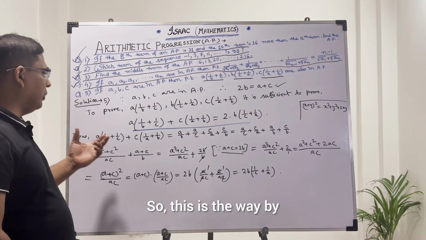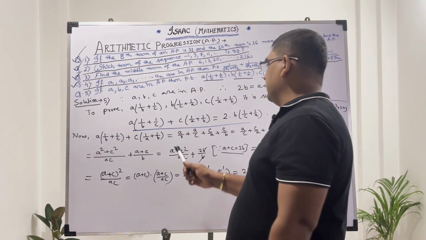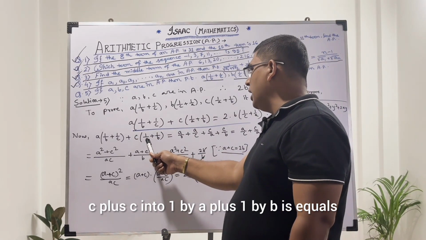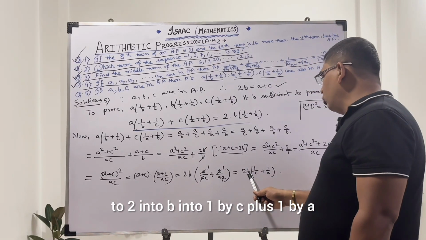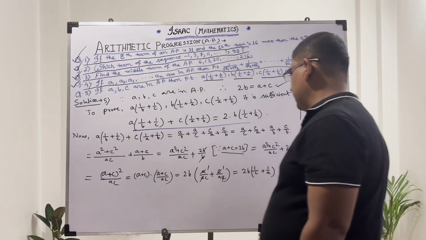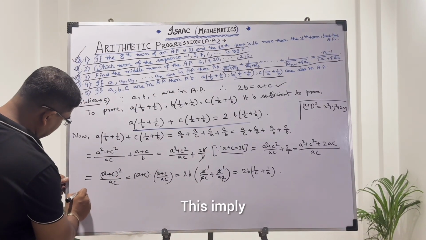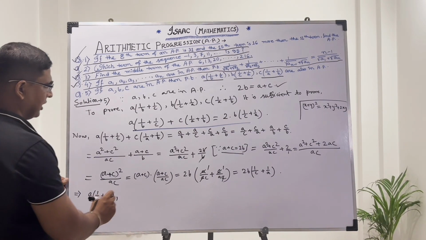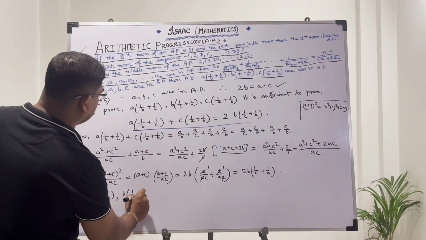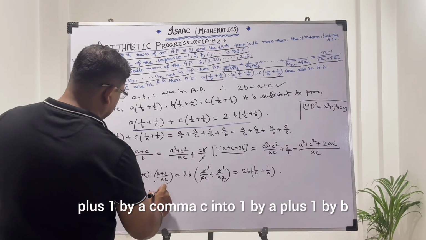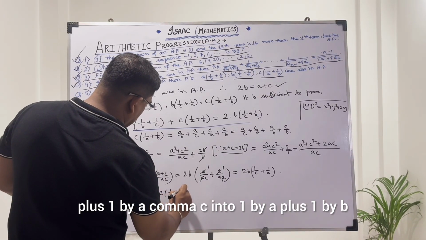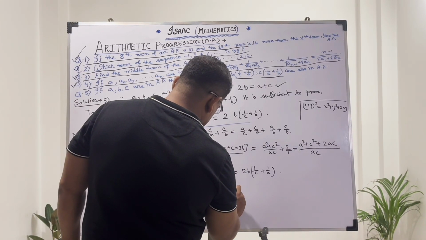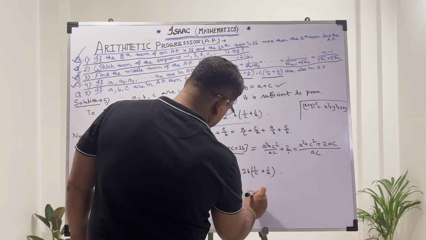Okay, so this is the way by which we can prove this summation, that is A into 1 by B plus 1 by C plus C into 1 by A plus 1 by B is equal to 2 into B into 1 by C plus 1 by A. This implies A into 1 by B plus 1 by C, comma B into 1 by C plus 1 by A, comma C into 1 by A plus 1 by B are also in AP. Proved.